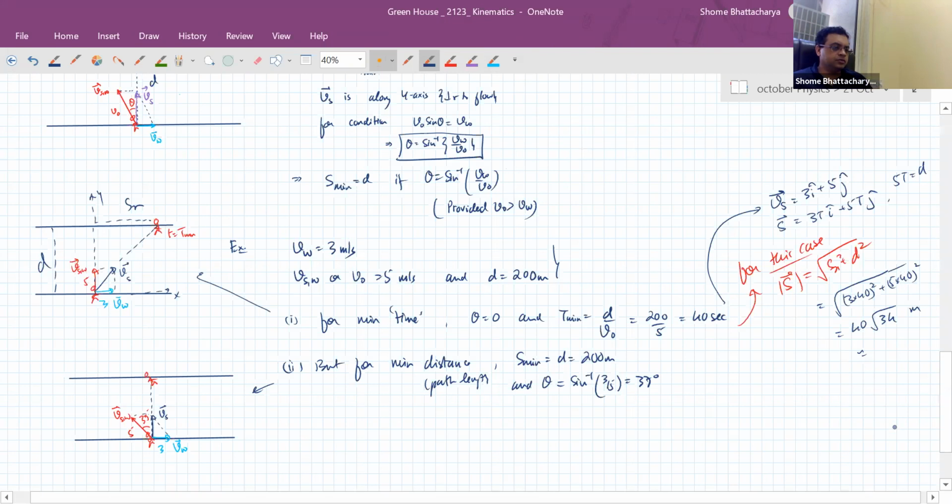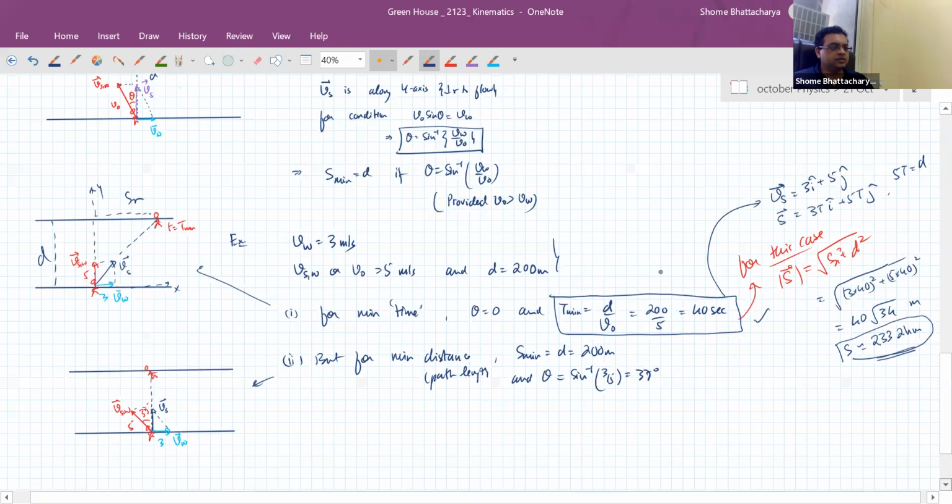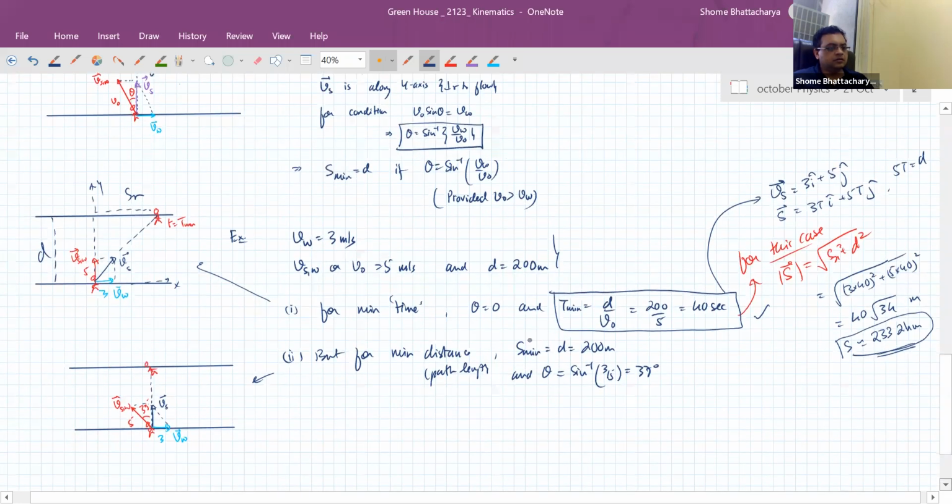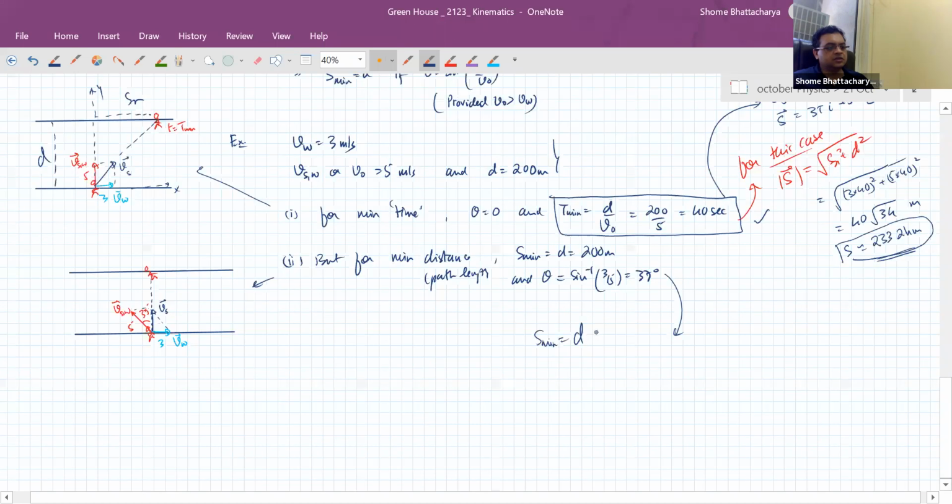It's towards the end of the kinematics exercise. So anyway, this value here, 40 into root 34, will be about 233 meters. So you can see here that the distance he is covering, he's compromising on that when the time is minimum. He's clearing the river in the minimum time of 40 seconds, but he's having to cover more distance for that. Whereas in the second case, the minimum distance he covers is 200 meters.